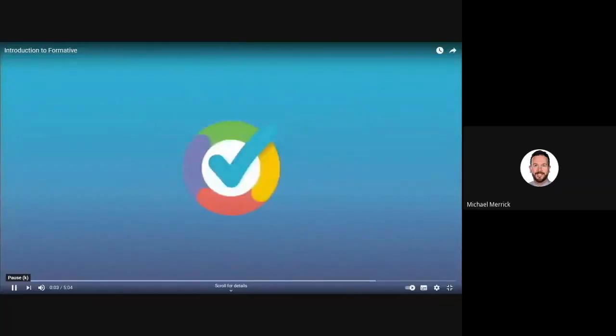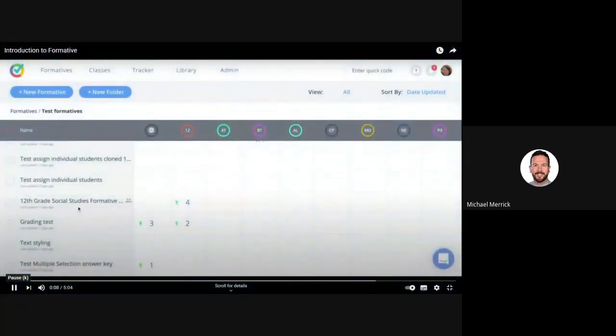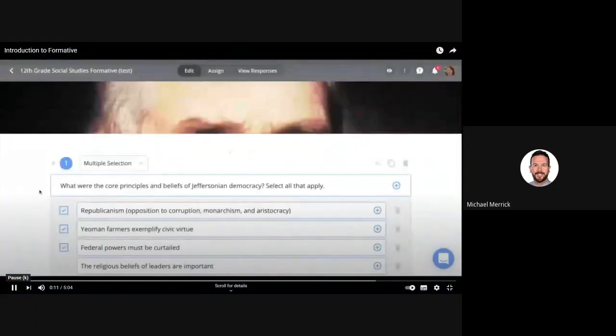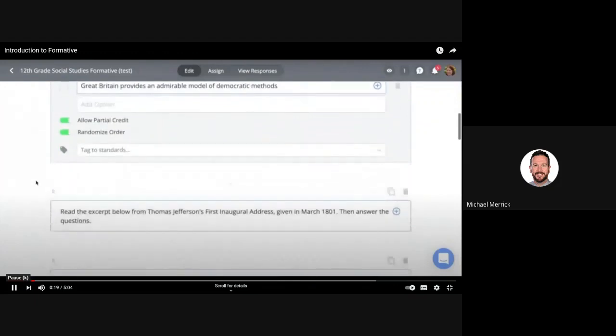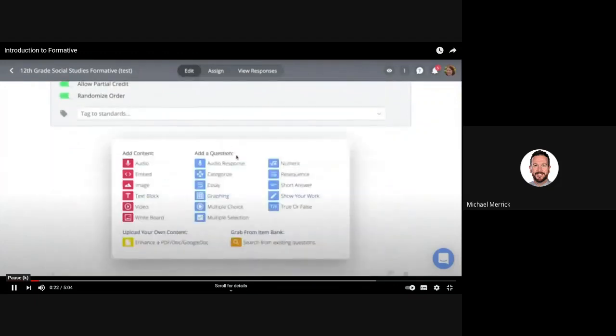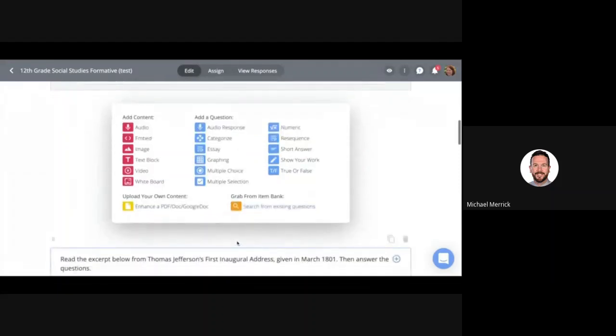Welcome to Formative. Here's a quick introduction to Formative. Formative is a site that allows you to quickly and easily create formative assessments and assignments for your classes. For any formative, you can add many different question types, as well as add different types of content. You can even upload your own resources and add questions on top, as well as searching for existing questions in our library of thousands of formatives uploaded by other educators.